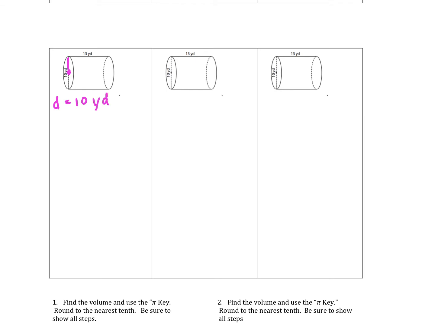But because our formula calls for the radius, we have to take our diameter and divide it by 2. And 13 is the height. So we talked about those two. If you're interested in watching this again or you think it would be beneficial, this was posted on yesterday's video, and you can watch the rest of how we work with these three forms of pi.